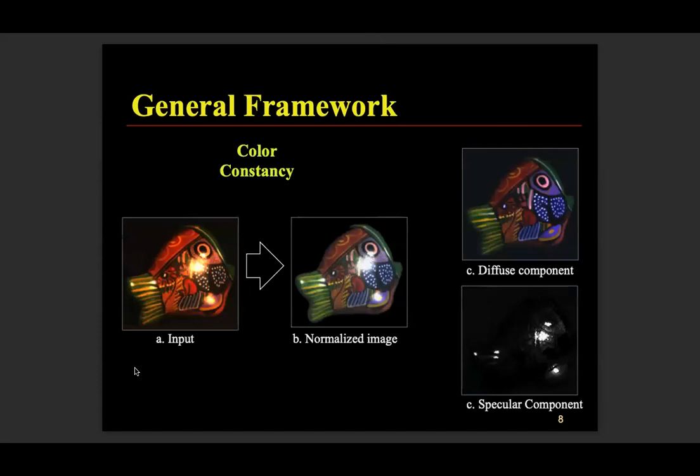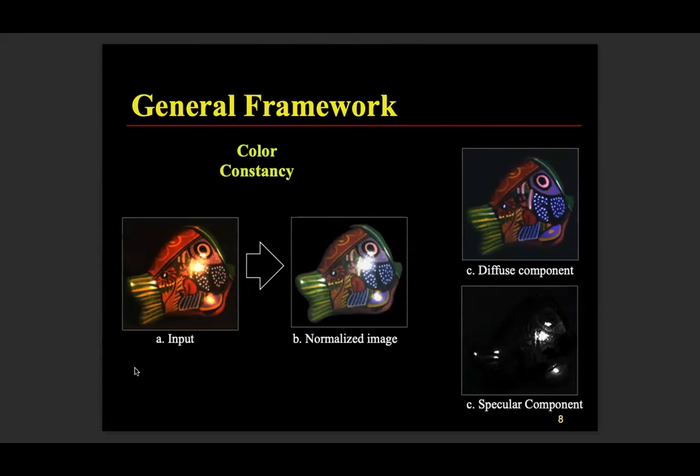The framework is that if you have a specular highlight on objects like this surface, for example, with non-white light, we want to estimate the light color and remove it. And then we have something in the middle here. This is called canonical lighting, which in this case is a white light. And then once we have the white light, we decompose the image into diffuse component and specular component.